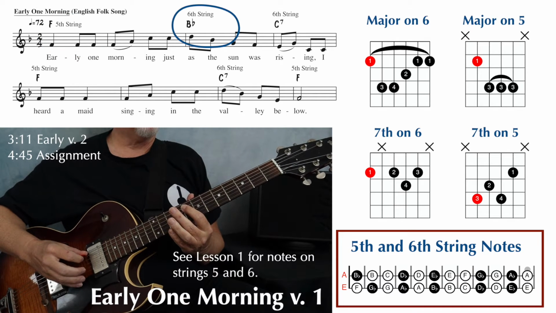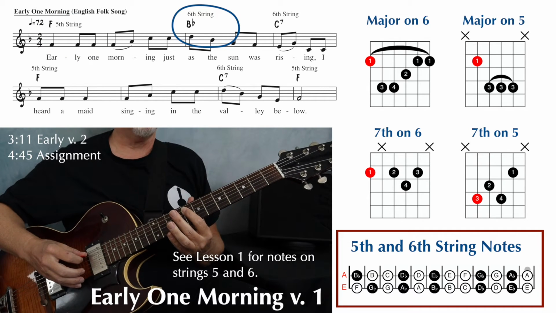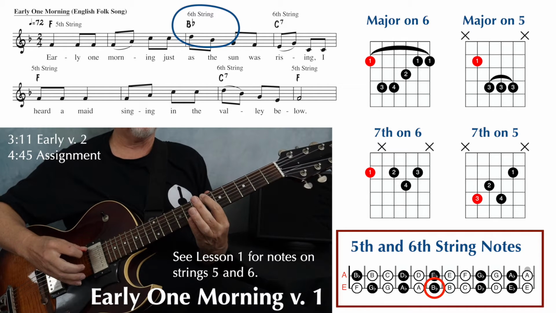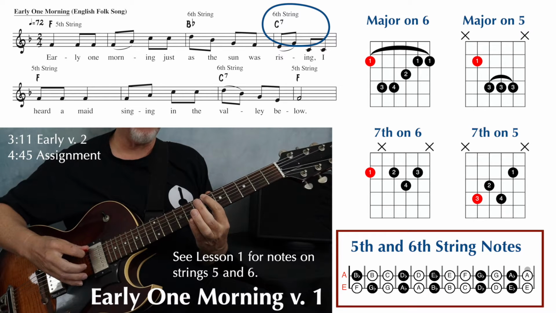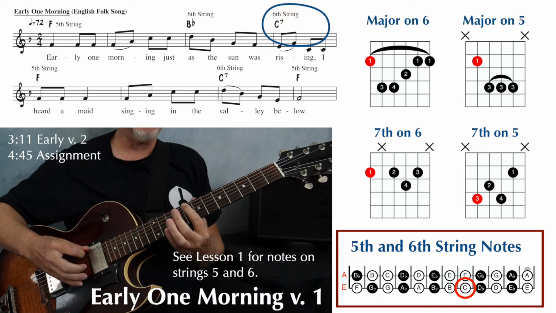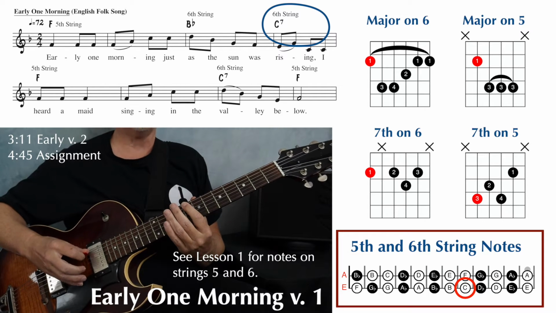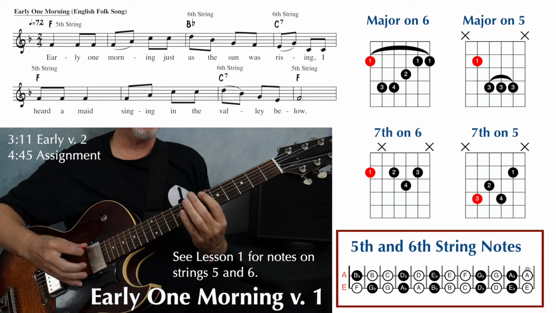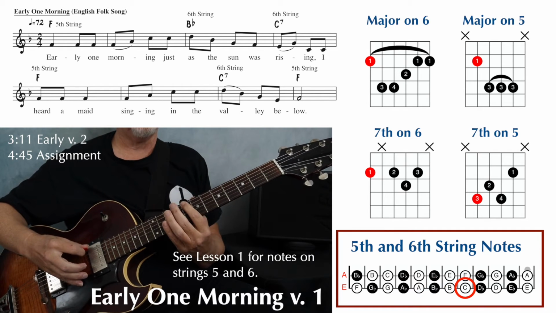And then our next chord is a B flat major on the 6th string. There's a very close B flat on the 6th string at the 6th fret. And then we're going to play a C7 on the 6th string. That's just 2 frets up from your B flat at the 8th fret. And those are the only 3 chords in the song. So our root notes are F, B flat, and C.